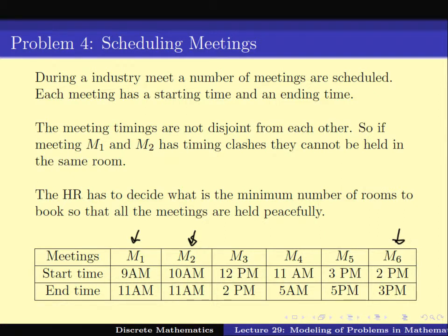And so on. Now of course two meetings that clash in time, for example meeting 1 and meeting 2, cannot be held in the same room. So the HR has to decide the minimum number of rooms to book so that all the meetings are held peacefully. So we would need to solve this problem also. Here again it's an optimization problem: minimize the number of rooms required for ensuring that all the meetings happen without any clash.